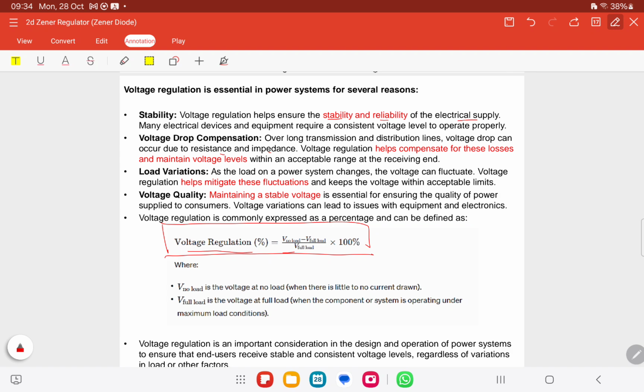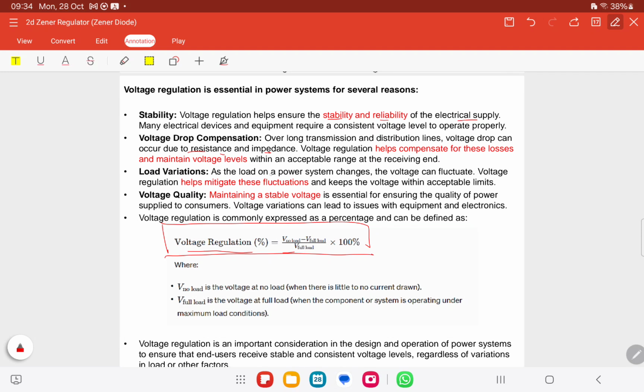Okay, katakanlah kita dah ada satu circuit, tetapi tiba-tiba satu parallel circuit dia cut down, dia open circuit, dia rosak. So dia akan affect the other parallel circuit. Itu yang kat sini, occur due to resistance and impedance. Okay, voltage regulation helps compensate for these losses and maintain voltage level. Walaupun ada connection problem in the circuit, tetapi due to this voltage regulator, dia still boleh operate. Okay, tapi still kena pergi kat mana yang rosak tu. Tapi sebelum pergi baiki tu, dia still boleh function.